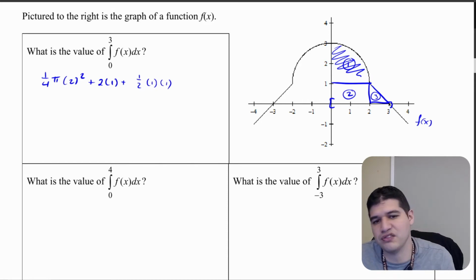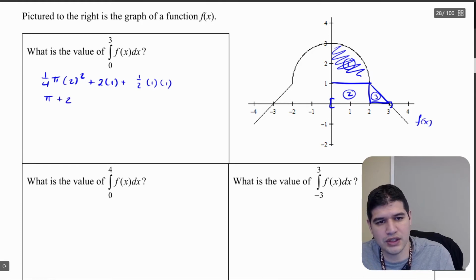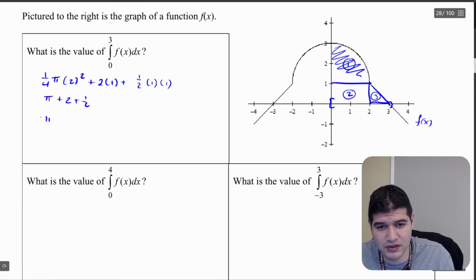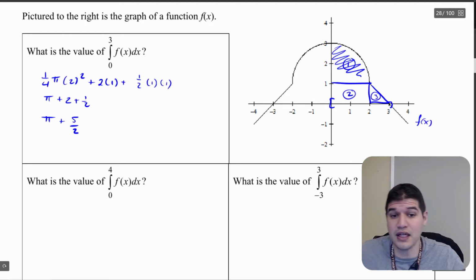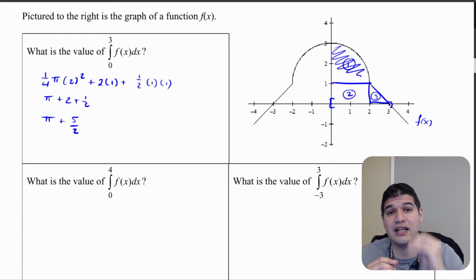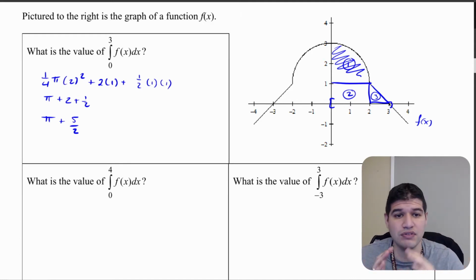So 2 squared is 4, divided by 4, that's 1. So I'm going to get pi over here, plus 2 plus 1/2. So 2.5 is going to be 5 halves. I'm going to leave this in exact terms. So pi plus 5 halves, and that's going to be our final answer. Don't try to estimate it to 2.14 or anything like that. This is going to be your exact answer. Pi plus 5 halves is the area underneath the curve from 0 to 3.